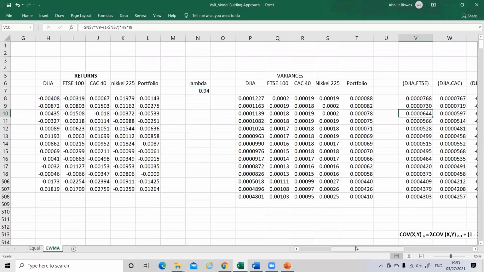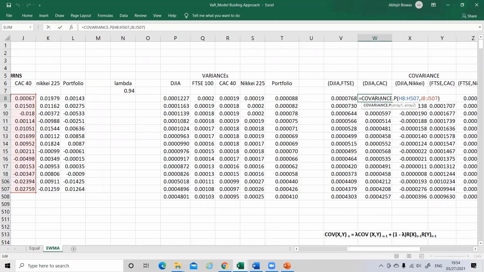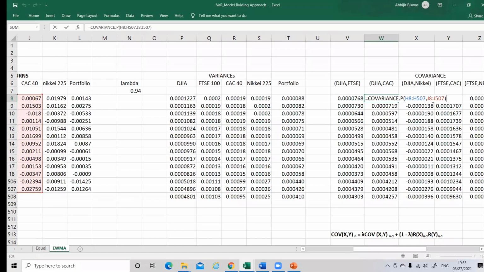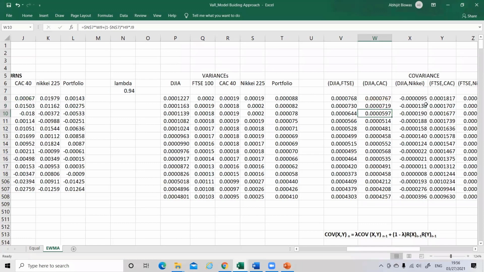Okay, done. You have dragged till... So first calculation will be based on the covariance.p function available in Excel. Do it. That is lambda into previous day's covariance plus 1 minus lambda into previous day's return from Dow Jones multiplied by previous day's return from CSE. Drag it till 507.